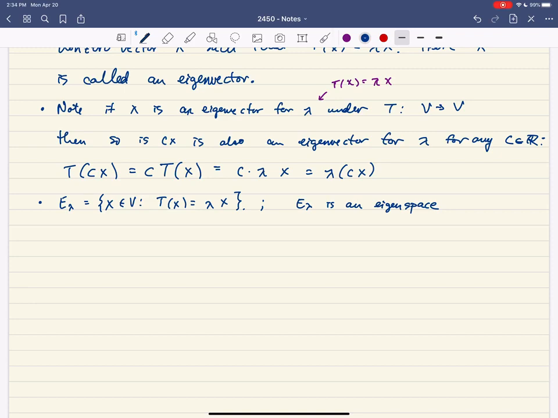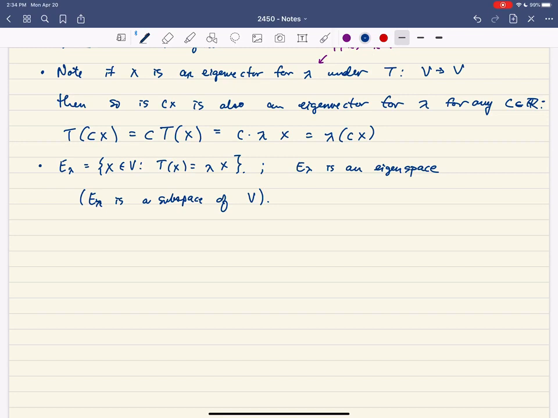The reason why we use the word space is that it turns out that E sub lambda is a subspace of V. I'll let you prove that on your own. It's super straightforward because of the properties of a linear transformation. So that's the eigenvalue, eigenvector, and eigenspace, which are the big ideas to talk about in this chapter.